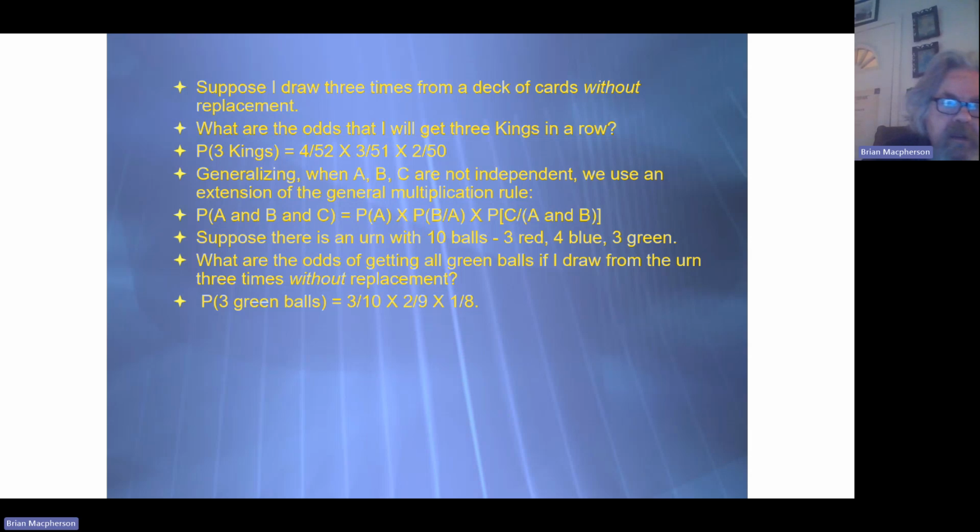So what are the odds then of getting all green balls by drawing from the urn 3 times without replacement? If there are 10 balls in the urn and only 3 green balls, to get 3 green balls in a row, it's going to be 3 out of 10, the probability of A, times the probability of B given A, which will be 2 out of 9, since there's 1 less green ball and 1 less ball in the urn. And the next time, again, there will be one less green ball and one less ball in the urn, so times 1/8.